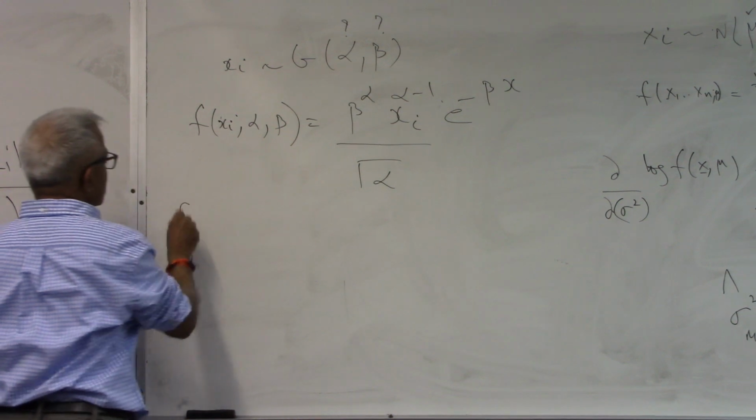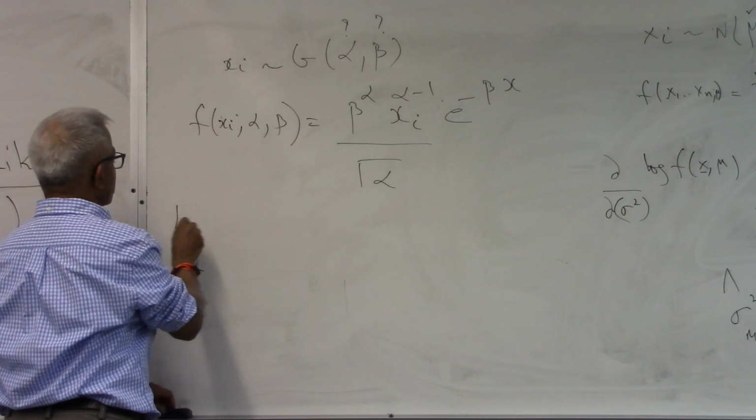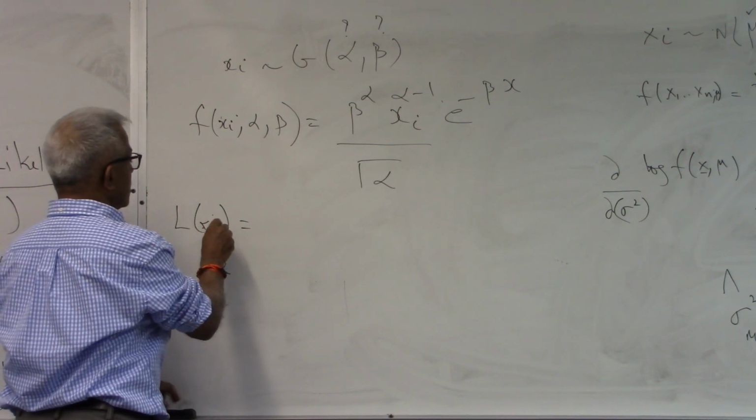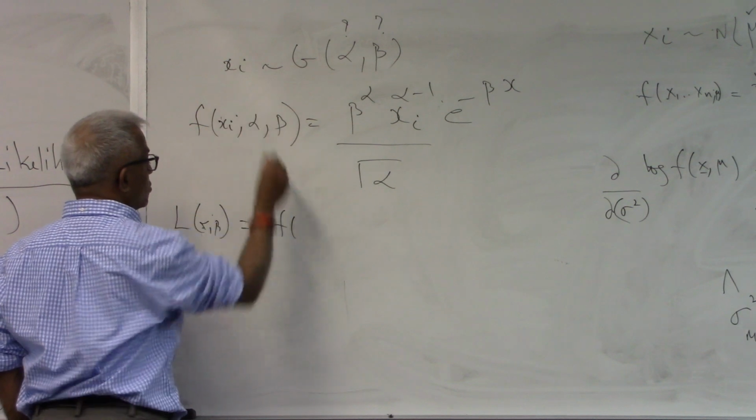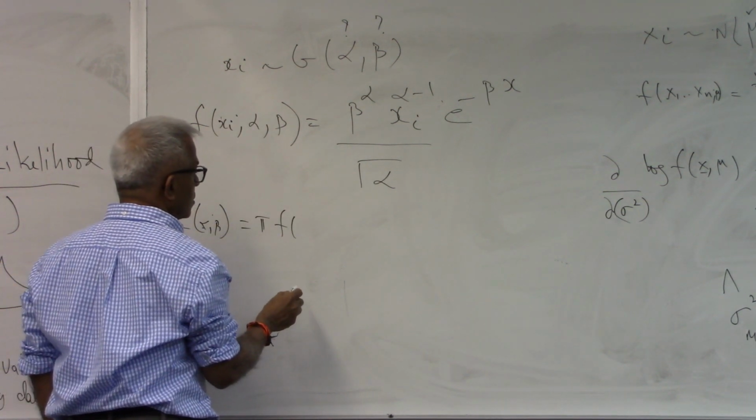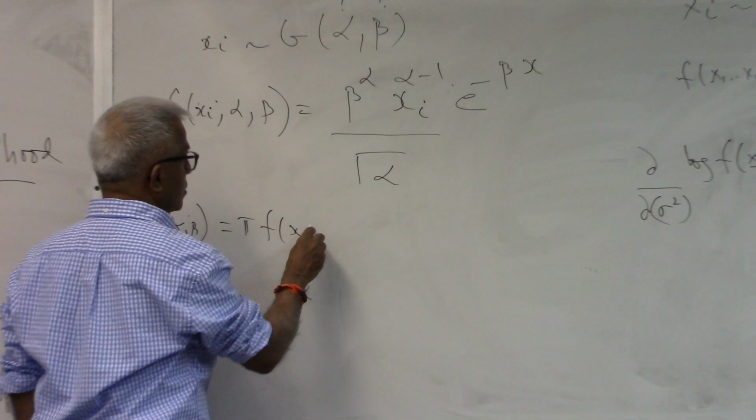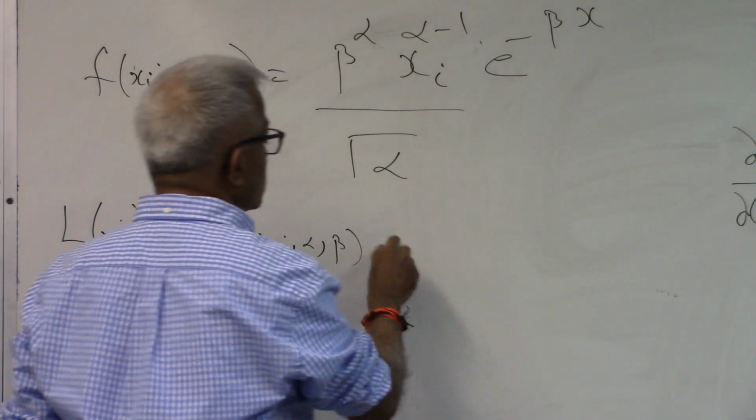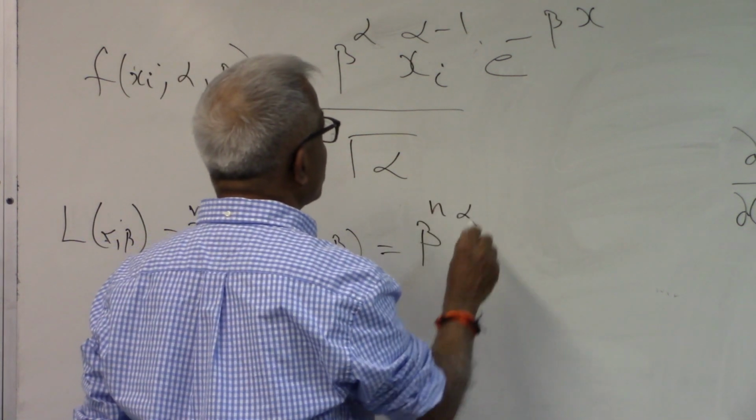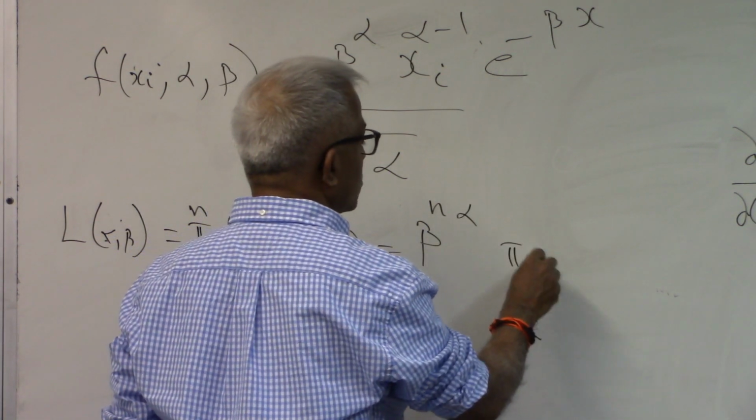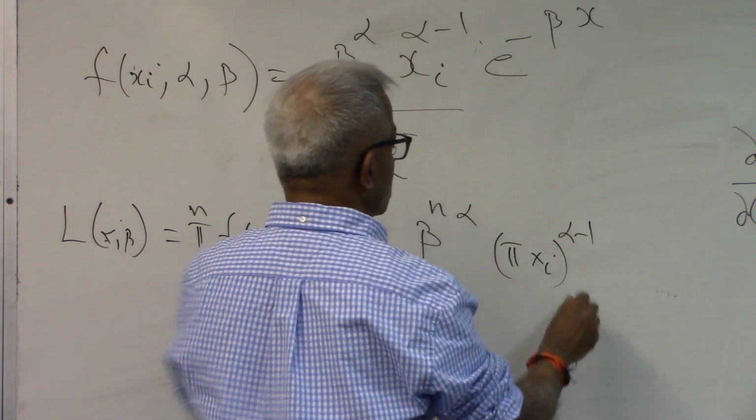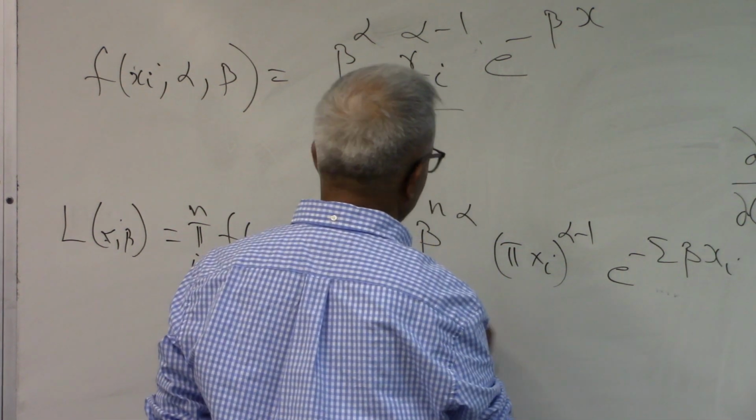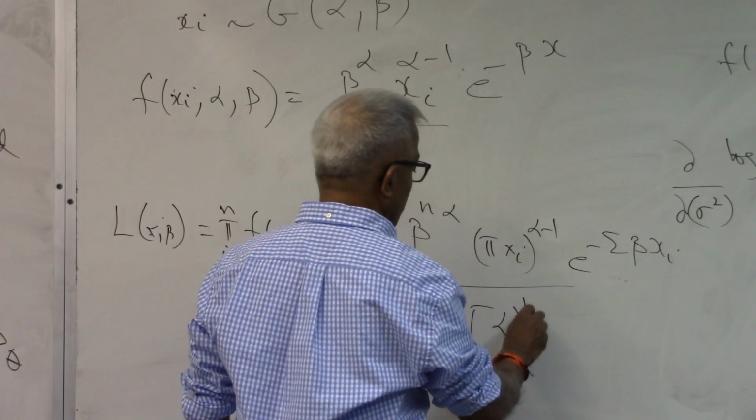So your likelihood function of all the X, of alpha, beta, is the product of the density functions, assuming that this data is independent. So this is going to be beta to the power n alpha, product of xi to the alpha minus 1, e raised to minus summation beta xi, over gamma alpha to the n, right?